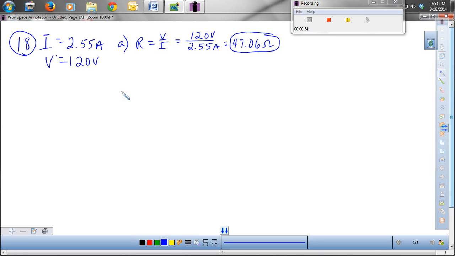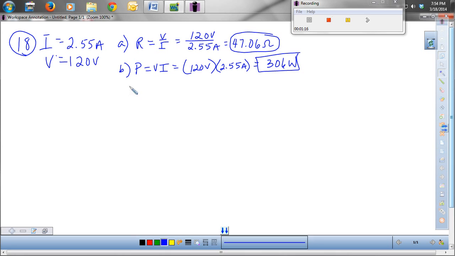And then I said, well, part B wanted to know how much power does the set use. Well, power is V times I, or you can use I squared R or V squared over R. It doesn't really matter. 120 volts times 2.55 amps is 306 watts.